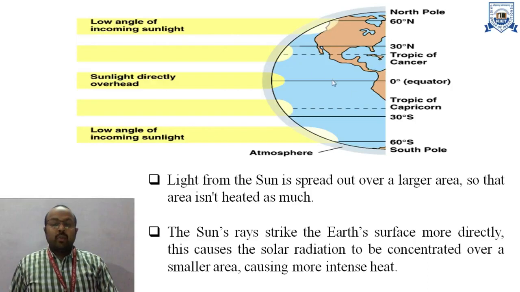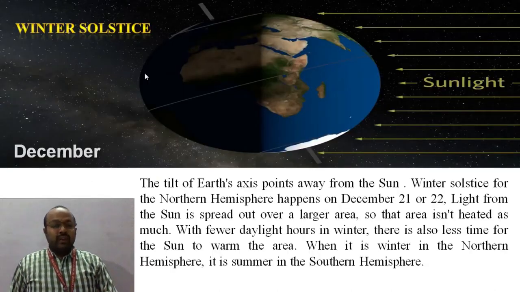Tropical regions depend fully on this particular position. This is the winter solstice, which generally comes in December. Basically, the tilt of the Earth's axis points away from the Sun. Winter solstice for the northern hemisphere happens on 21 or 22 December.